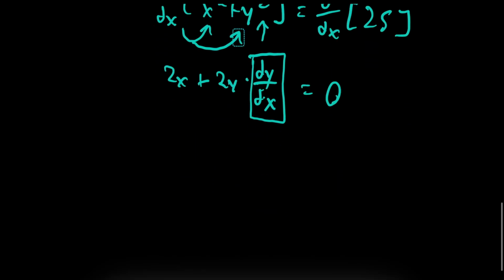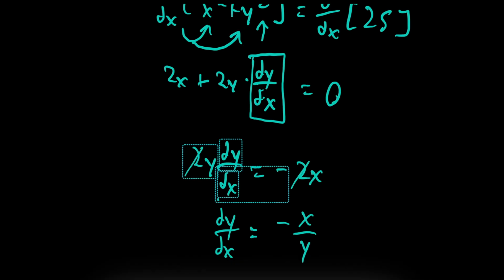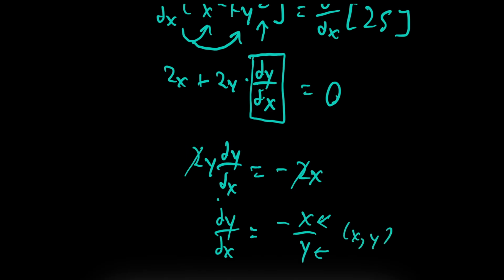And now we have to isolate for dy dx. So we can subtract 2x from both sides. So 2y dy dx is going to be equal to negative 2x. And if we divide both sides by 2y, we would get dy dx is equal to negative x over y. The 2's cancel out here. This derivative tells us the slope of the tangent line to the circle at any point x comma y.